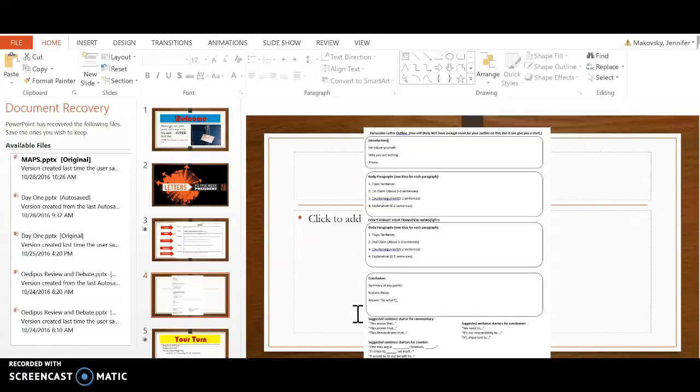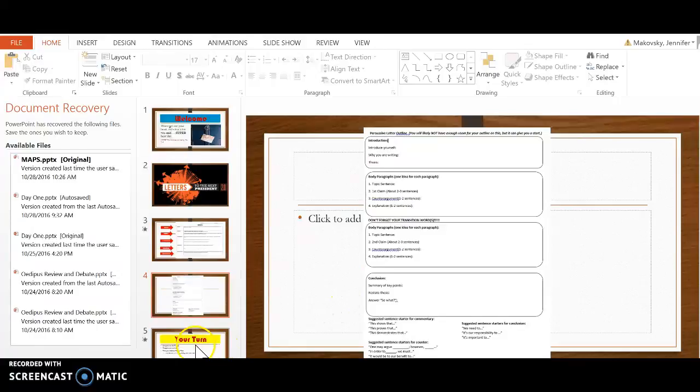That's okay. But you can see over here that we have some sentence starters that might help you out. And over here you can see we have sentence starters for your commentary or your explanation. So you've got a couple things you can work with. Now, again, I want you to go back to where it says here. You will likely not have enough room for your outline on this, but it will give you a start. So just jot down some notes in here. Jot down what you're going to write about.